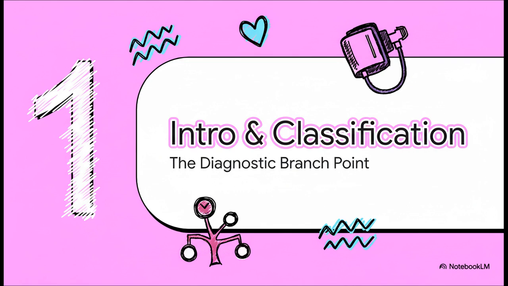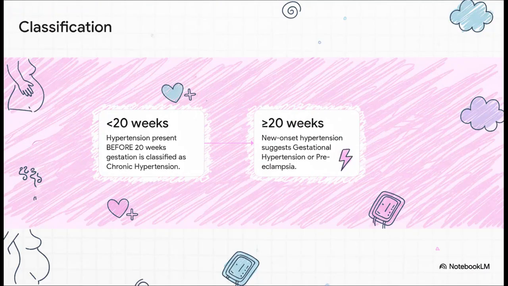This is so crucial because it dictates your entire approach. And you know what? It all comes down to one simple but critical question. When did the hypertension actually start? So here's the basic framework, and it's all about timing. If that high blood pressure is there before 20 weeks of gestation, we're dealing with chronic hypertension. But if it's a new thing, something that pops up at or after 20 weeks, our diagnosis shifts completely to the pregnancy-specific disorders, either gestational hypertension or pre-eclampsia.